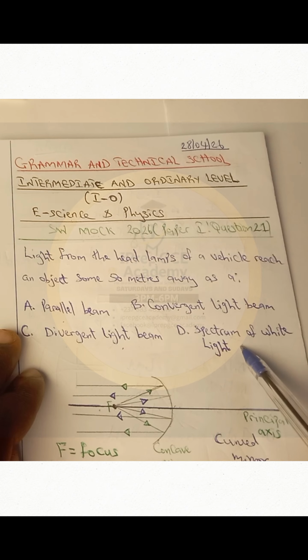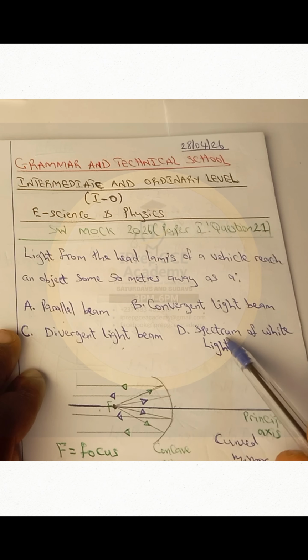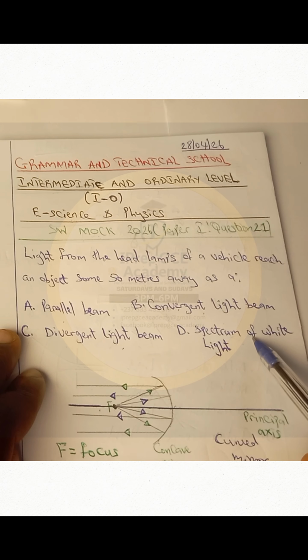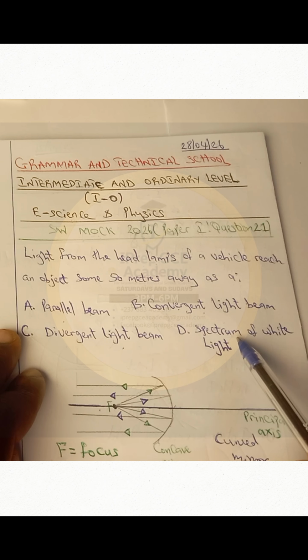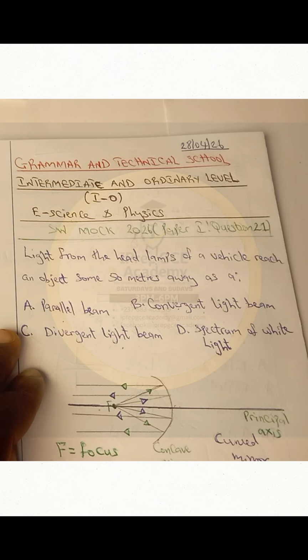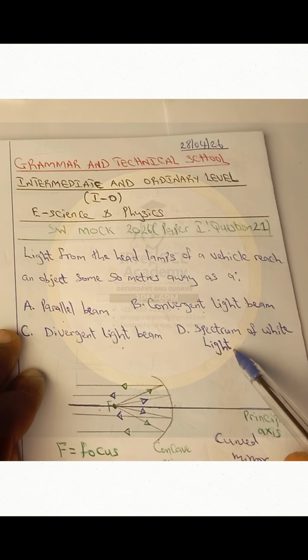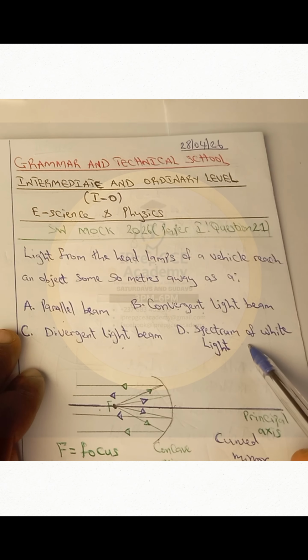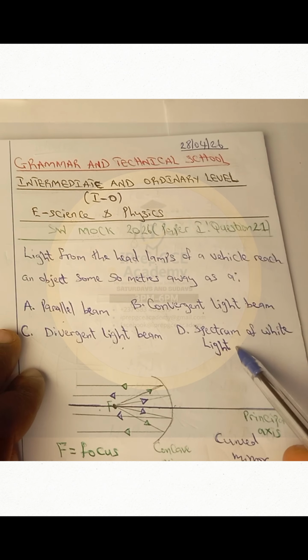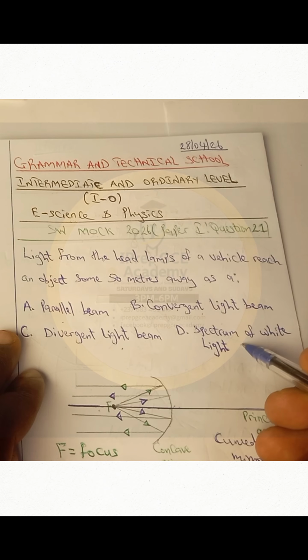What is a spectrum of white light? A spectrum of light refers to the separation of light into its component colors. When light passes through a prism, it separates into its 7 component colors. We can see the same effects with the rainbow on a rainy day when water molecules in the air act as prisms, separating light into its component colors. This has nothing to do with the headlamps of a car. We don't want to separate the light into component colors. That's not the purpose. So the last option cannot be the answer.